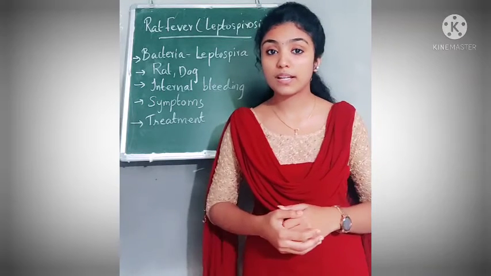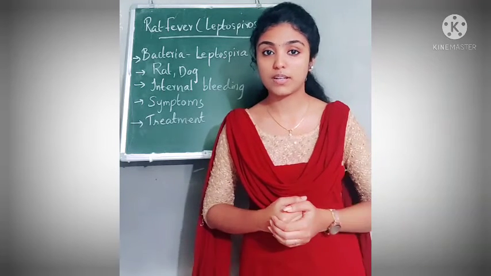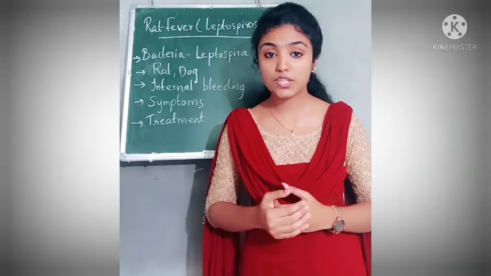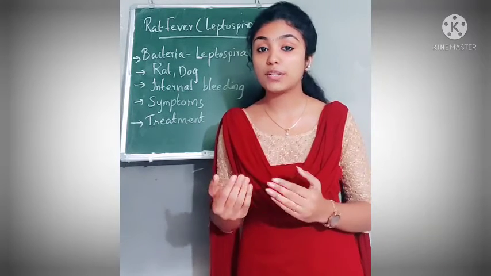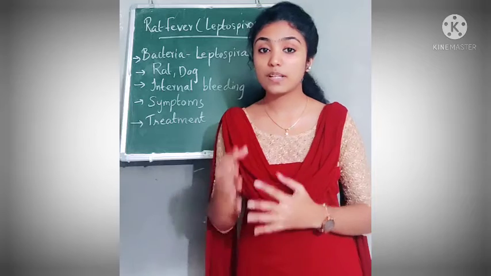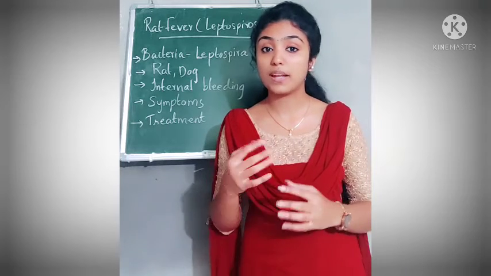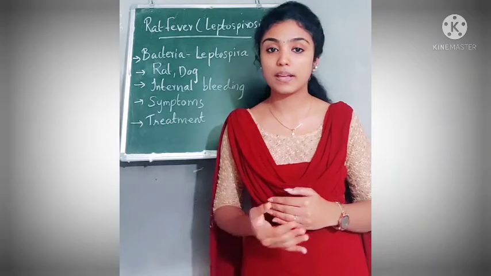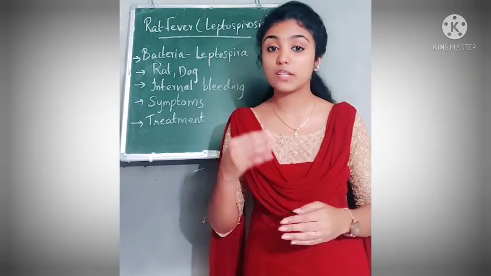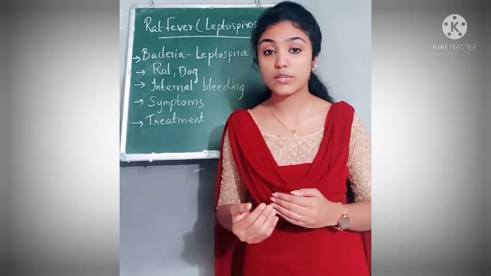We already studied binary fission in 8th standard. By the process of binary fission, it multiplies into a numerous number and it produces a toxin which affects the blood capillaries or the blood vessels. And what happens is we get internal bleeding, and this leads to severe conditions and it may also lead to death.